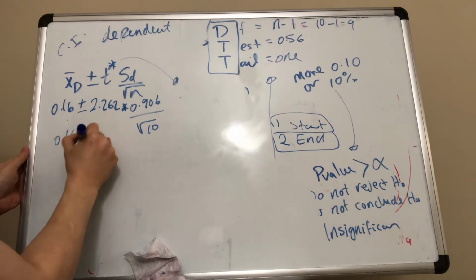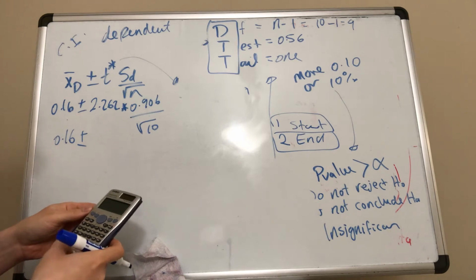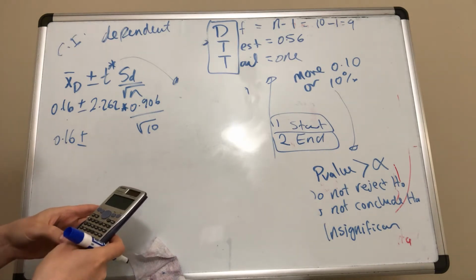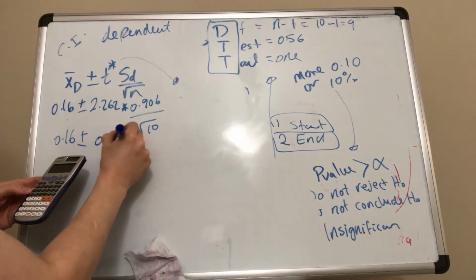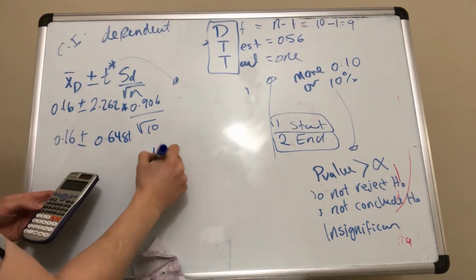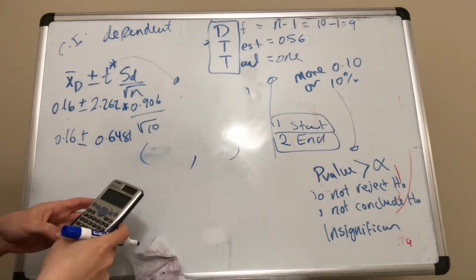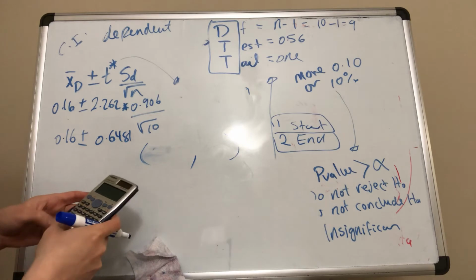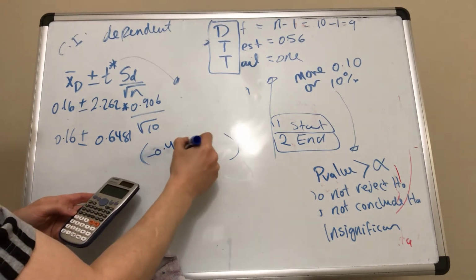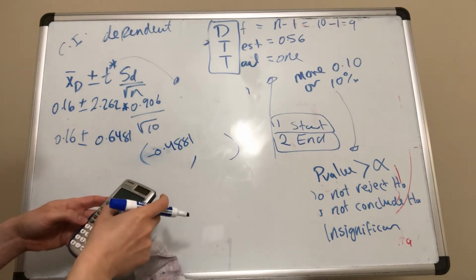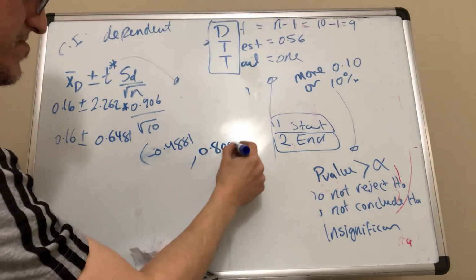So you bring this number down, you do the calculation of 2.262 times 906 over square root of 10. This number is 6481, and then you open brackets, you minus them, and you add them. Good.